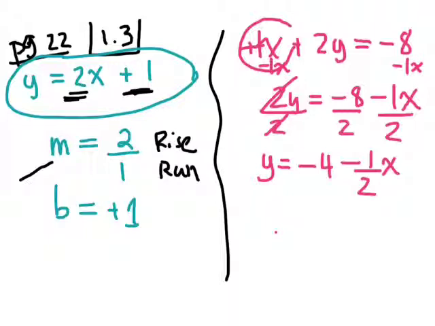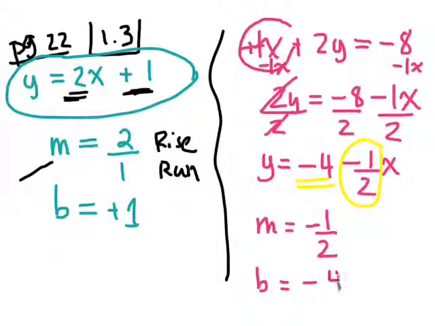The coefficient of x, right? Which is negative 1 over 2. So the slope equals negative 1 over 2. And what's the y-intercept? Negative 4. Good. The y-intercept is the constant term. It's the term without the variable.